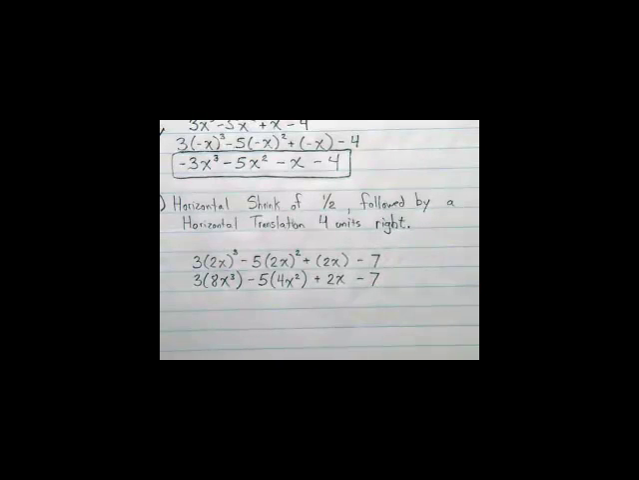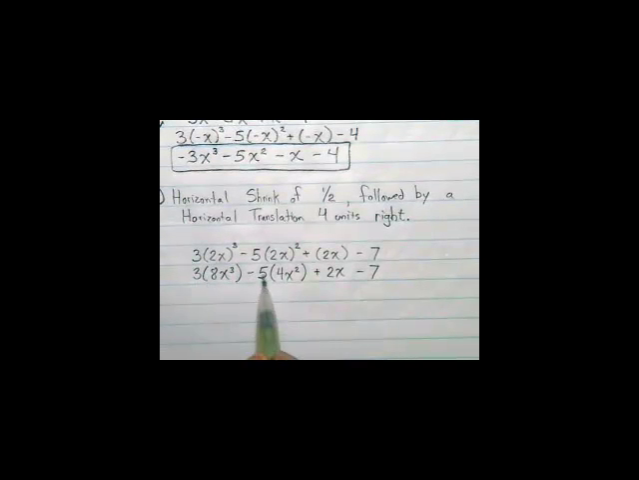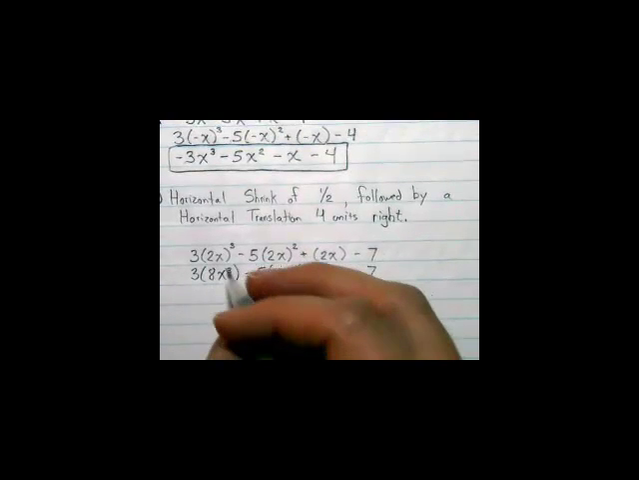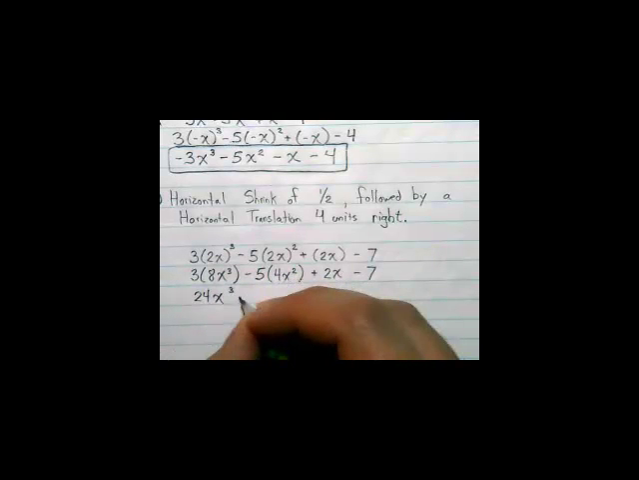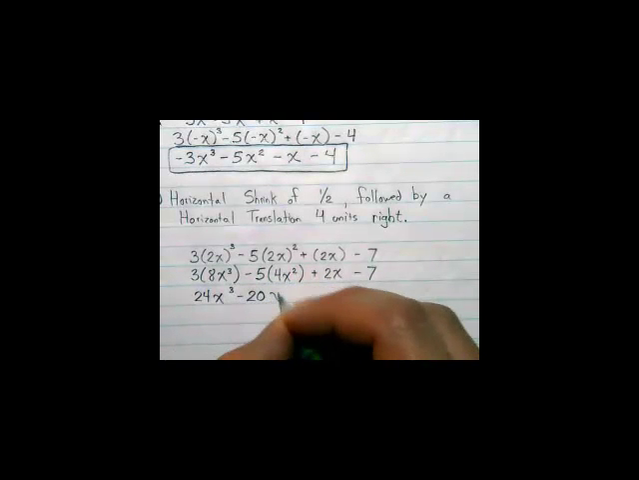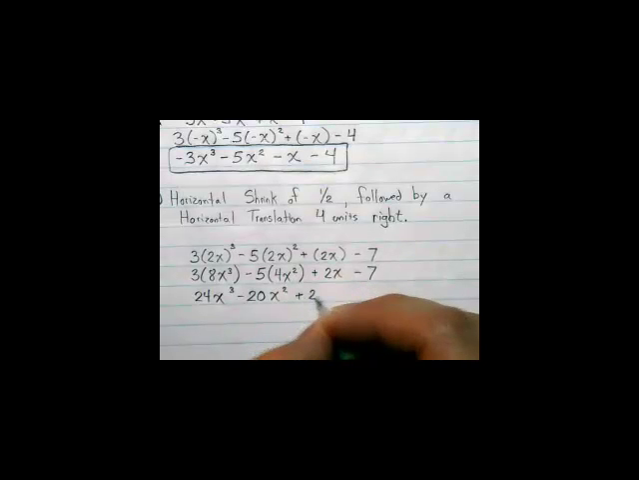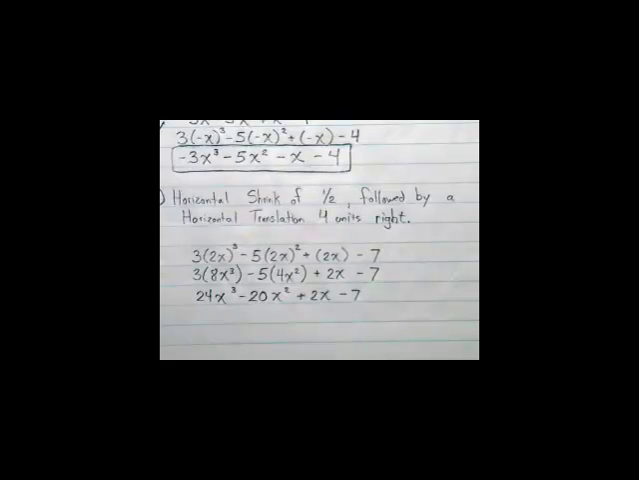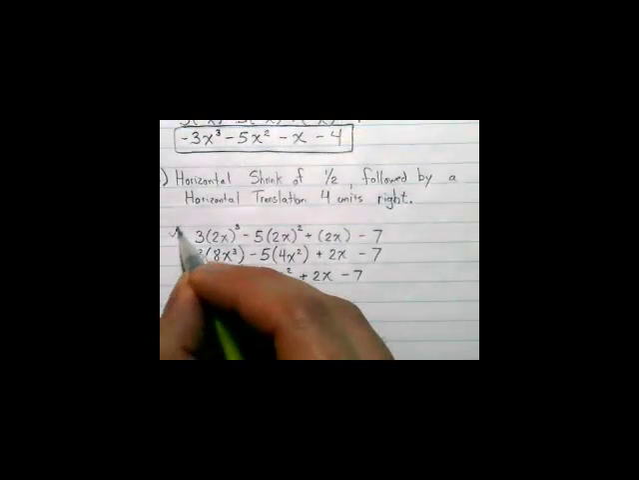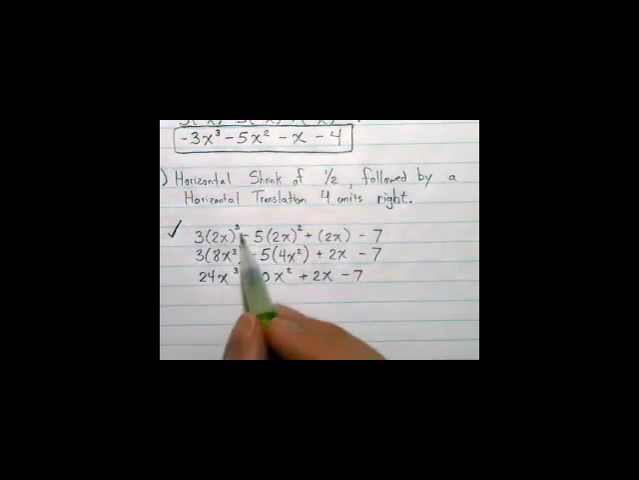And the minus 7. Okay, and then I got a little multiplying to do here yet, right? 3 times 8 and 5 times 4. 3 times 8 is 24x to the third minus 20x squared plus 2x minus 7. Okay, so this right here is setting up the horizontal shrink, and then all of this is where I'm at when I'm done with the horizontal shrink.